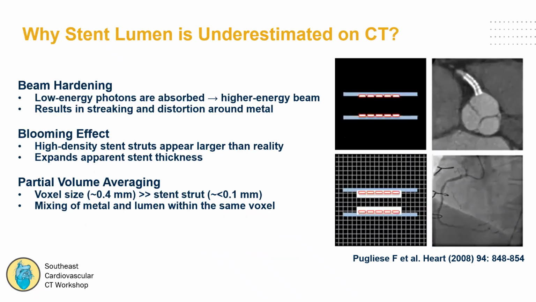This slide summarizes the three major mechanisms that make stent imaging so difficult. First, it's what we call beam hardening, and it occurs because low energy photons are preferentially absorbed by metal, producing streaking and distortion. The second is blooming, which causes the metal struts to appear thicker than they really are. And third, partial volume averaging occurs because the voxel size is much larger than the stent strut itself, so metal and lumen are averaged together within the same voxel. The final effect is systematic underestimation of the visible stent lumen.